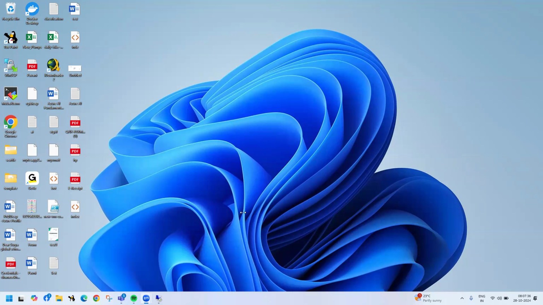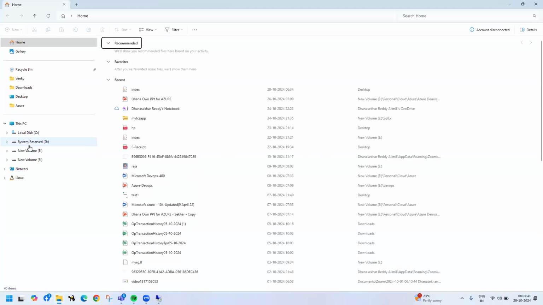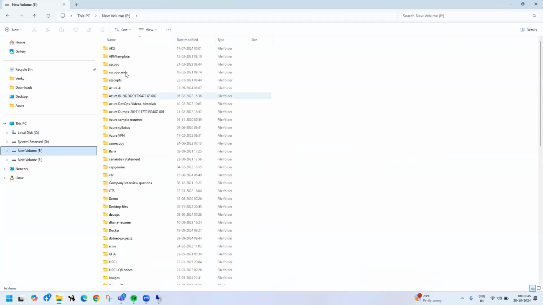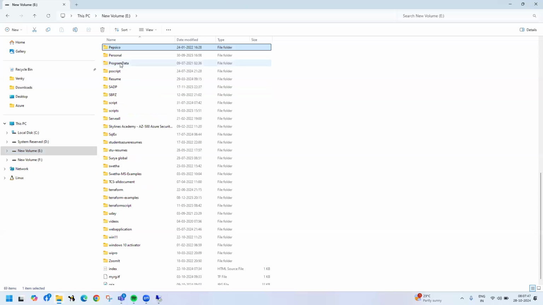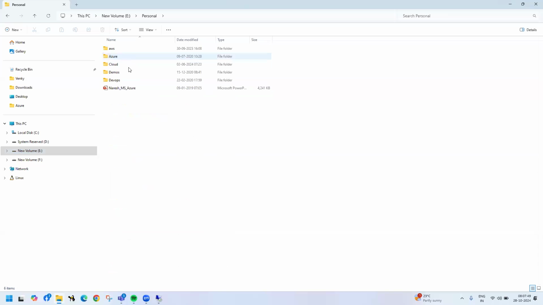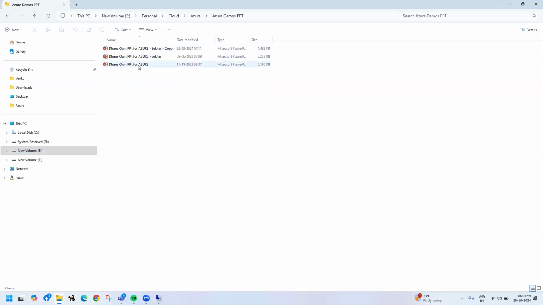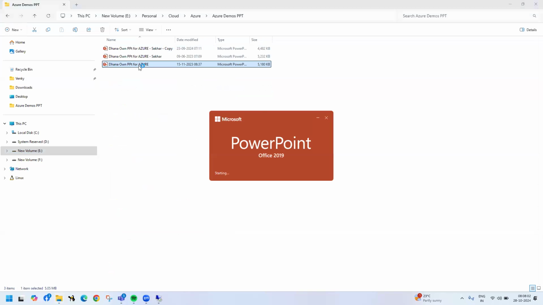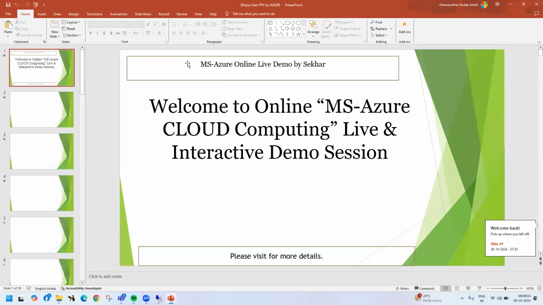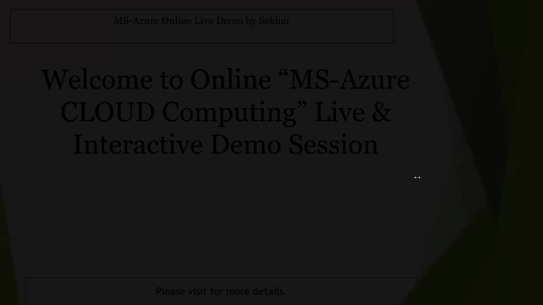Okay, so before going for Microsoft Azure, I want to let you know something about IT infrastructure. So what is IT infrastructure? IT infrastructure is nothing but a collection of hardware, software, switches, network, and load balancer. It is called IT infrastructure.